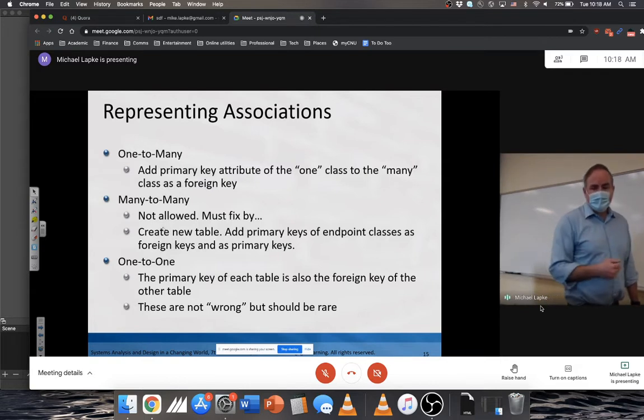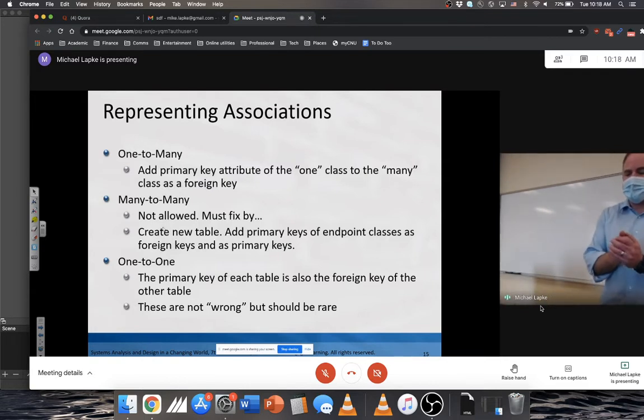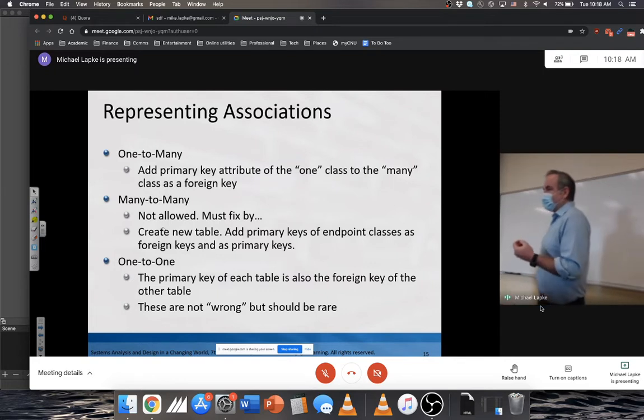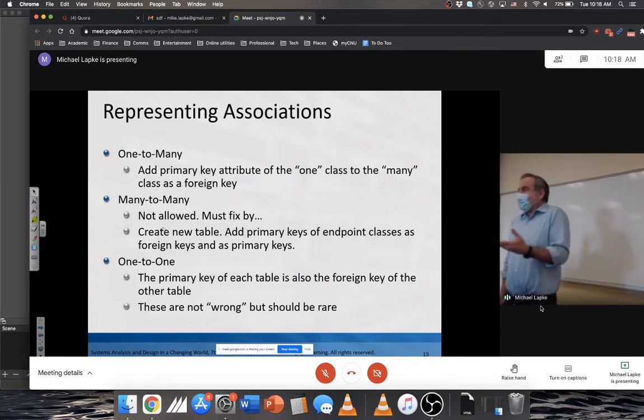But it says here, create a new table and add the primary keys of the endpoint classes as foreign keys and as primary keys. I like this description by the author because it's a little more explicit than the way I did it. And I think that students like explicit directions. They don't want to have to figure it out on their own, and then get it wrong. They hate that. Whereas this is very clear.